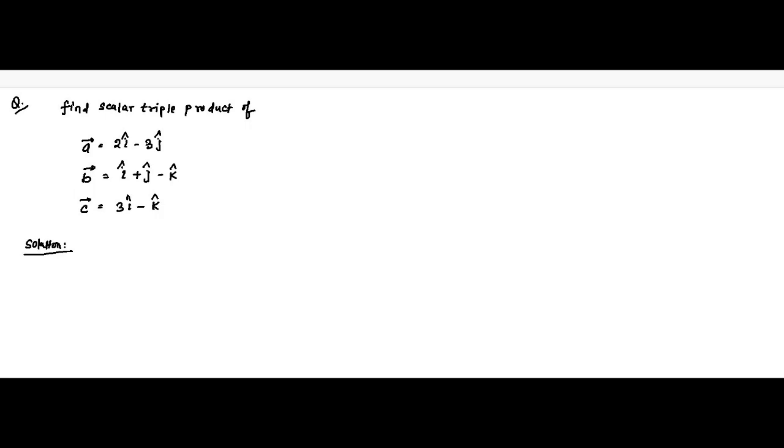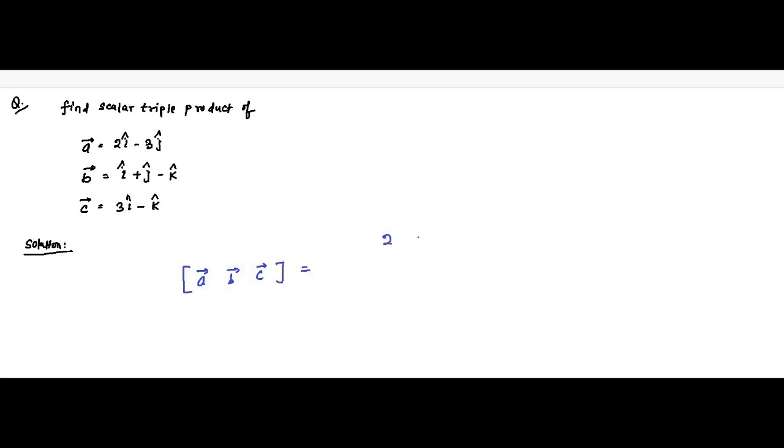So here is another question on scalar triple product. We have vector a equal to 2 i cap minus 3 j cap. Then vector b is equal to i cap plus j cap minus k cap, and vector c is equal to 3 i cap minus k cap. Okay, so again, in order to calculate the scalar triple product, we'll write the x, y and z components in proper order in determinant form.